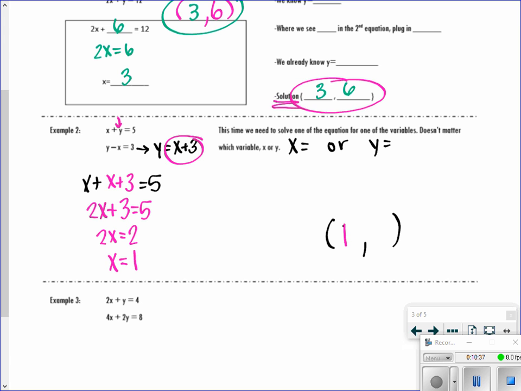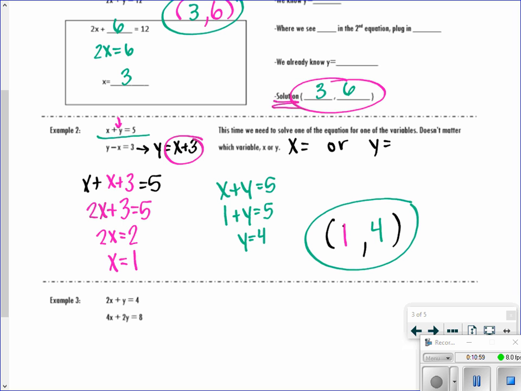X is 1. How do you now get the y value? Plug it back in. We know that x plus y is 5. If x plus y is 5, and we know x is 1, what does that mean y has to be? 4. Or you could just plug it into the other one. Correct. You can plug it into whatever. Yeah. Whatever will get you the answer. You have a lot of equations to choose from.